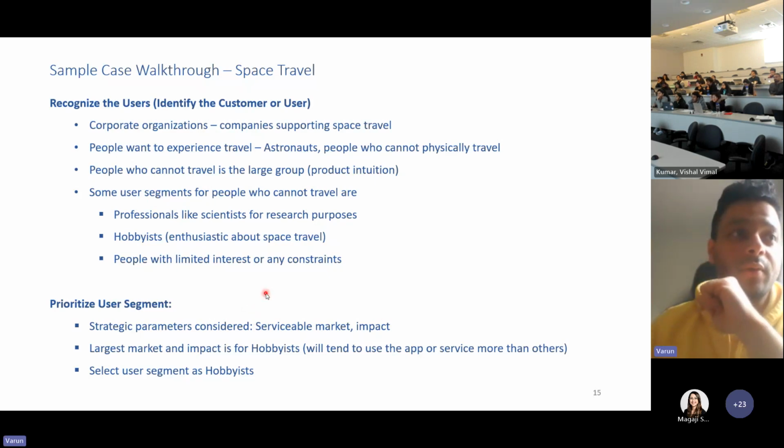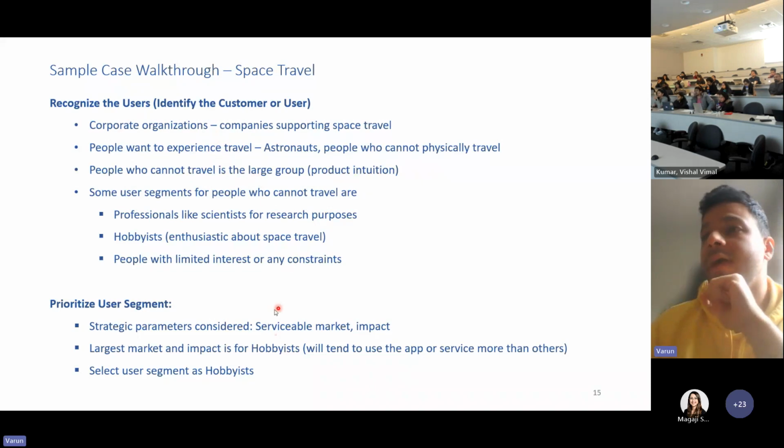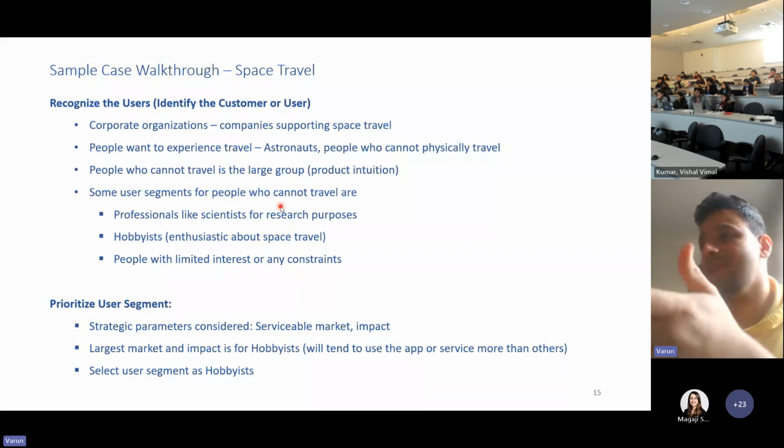That's it. That's all they care about. It doesn't matter. You don't have to pick hobbyists. You don't even have to pick people. You can even pick corporates. That's okay. It's just how you prioritize it against different dimensions that's important. But here's how I did it.